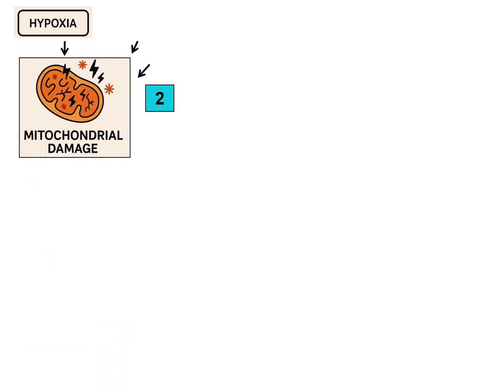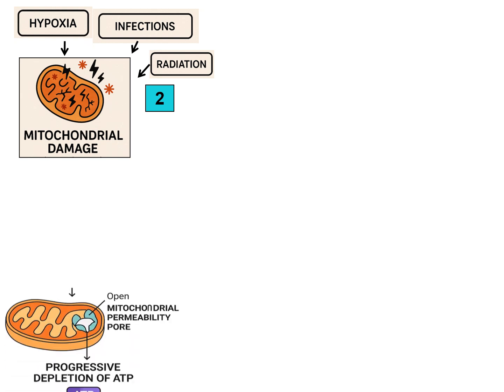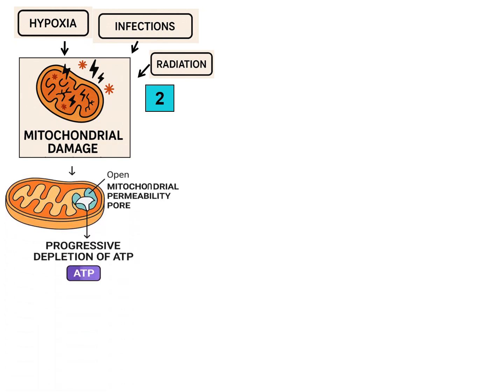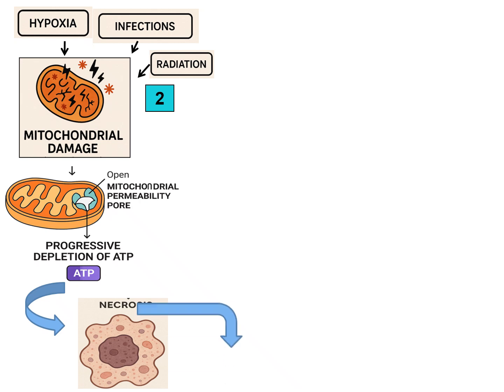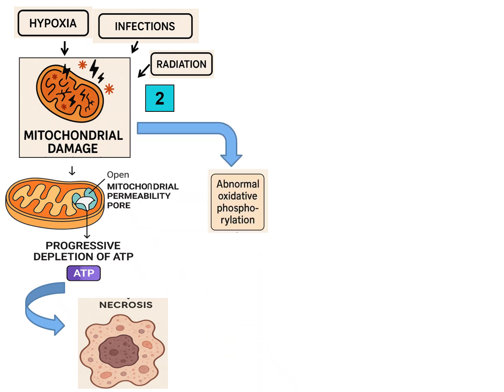The second mechanism in case of cell injury is mitochondrial damage. There are various factors like hypoxia, infections and radiation which can cause damage to the mitochondria. When all these factors act on the mitochondria, what happens is there is opening of mitochondrial permeability pores, because of which there is leakage of ATP, resulting in progressive depletion of ATP, and this ATP depletion finally leads to necrosis. Apart from this, the same mitochondrial damage can cause abnormal oxidative phosphorylation, which results in increased reactive oxygen species. This reactive oxygen species can also cause necrosis.